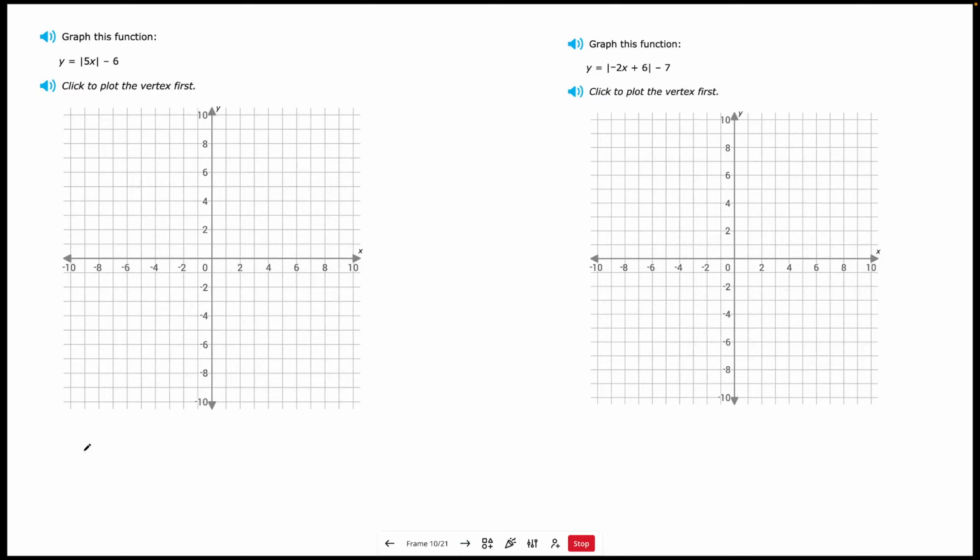All right, last thing we have to talk about. What happens when there's numbers on the inside of the absolute value? Well, the answer is there should never be something on the inside of the absolute value, okay? We're always going to move it to the outside.